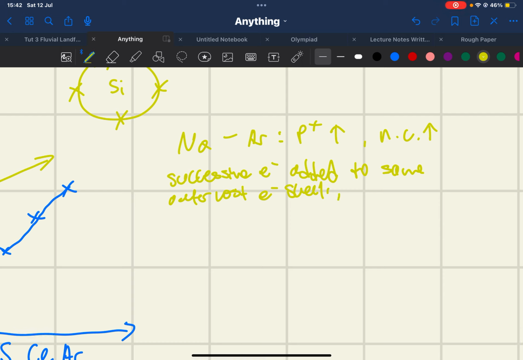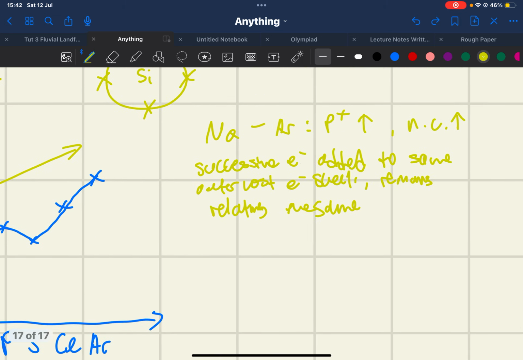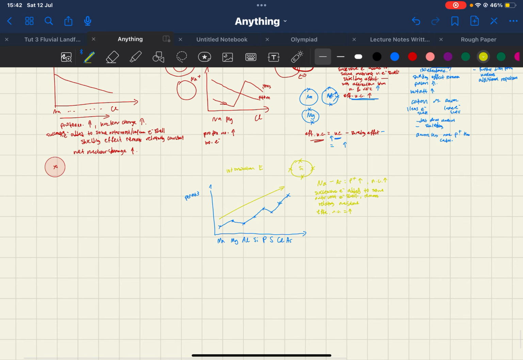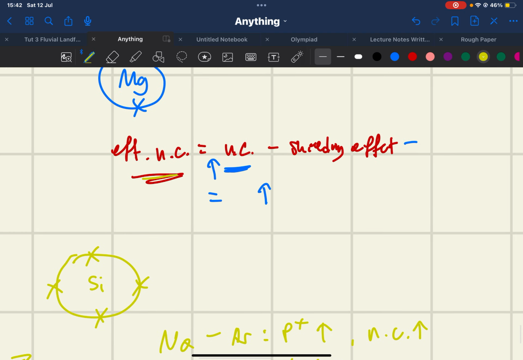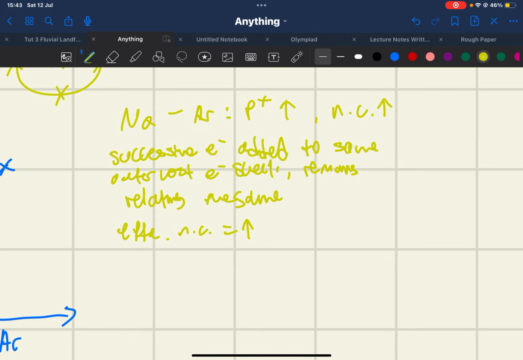So therefore, relatively the same, between all these elements, the shielding effect remains relatively the same. So what is different is the nuclear charge. So essentially, the effective nuclear charge actually increases. How do you calculate effective nuclear charge again? Go back to our good old formula. Effective nuclear charge is nuclear charge and shielding effect. If shielding effect remains the same and nuclear charge increases, the overall will be an increase. So you increase the effective nuclear charge.